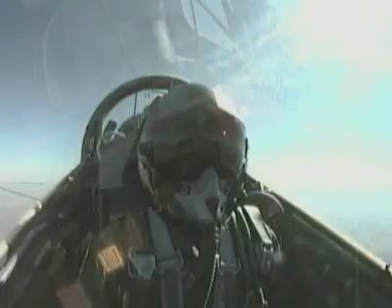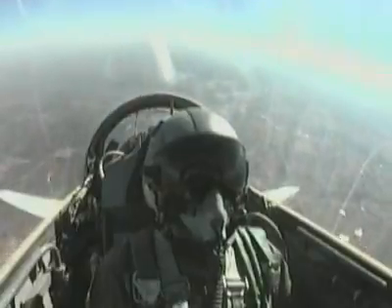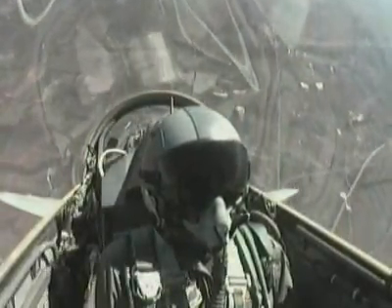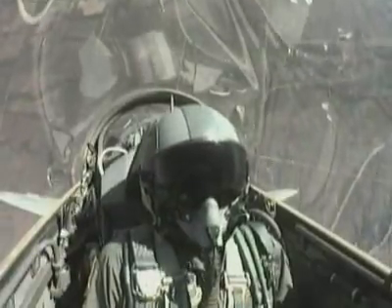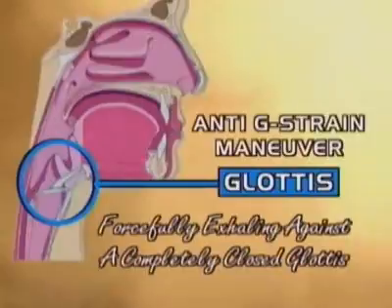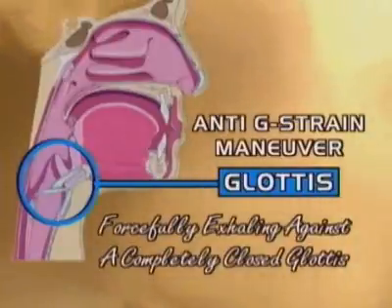The anti-G straining maneuver consists of special breathing and muscle tensing techniques. Using these techniques helps improve blood flow to the heart and brain during positive vertical G exposure. The anti-G straining maneuver involves forcefully exhaling against a completely closed glottis, the structure that closes the windpipe from the esophagus, and at the same time contracting the muscles of the legs, arm, and abdomen.